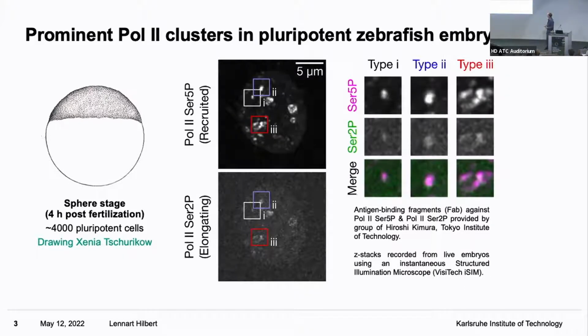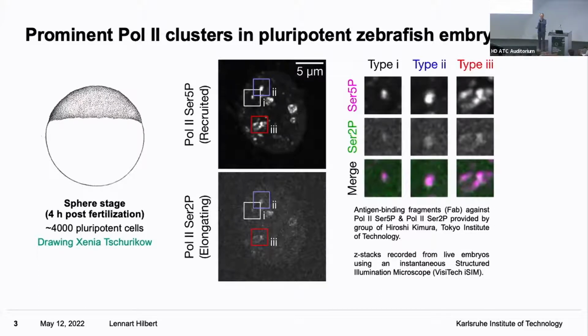So type 1 you can see is small and round and sometimes transcribed, sometimes not. Type 2 is a lot larger. And you can see in the second row that there is not so much transcription activity. Type 3 is like a bit crazy. So they're very unfolded in the recruited Pol II channel, and there is a bit more transcription activity present.